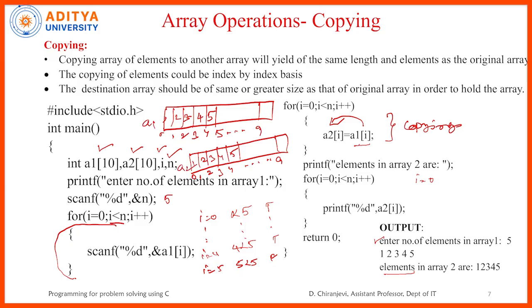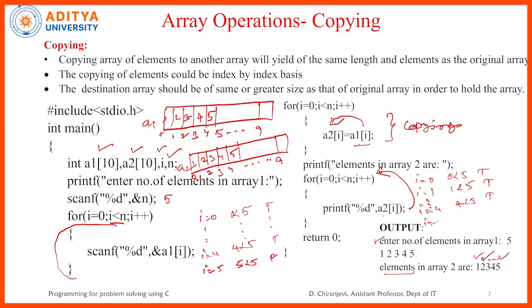Now you are printing with I equal to 0, 0 less than 5 true. Now you are printing A2 of I, A2 of 0 index, that is 1, so 1 is displayed. After that I plus plus, so now you will get 1, 1 less than 5 again true. When it is true you will print the first index value, that is 2, 2 will be printed. Similarly I up to 4, 4 less than 5, this is true, so the last value will be 5, so 3 4 5 will be printed.